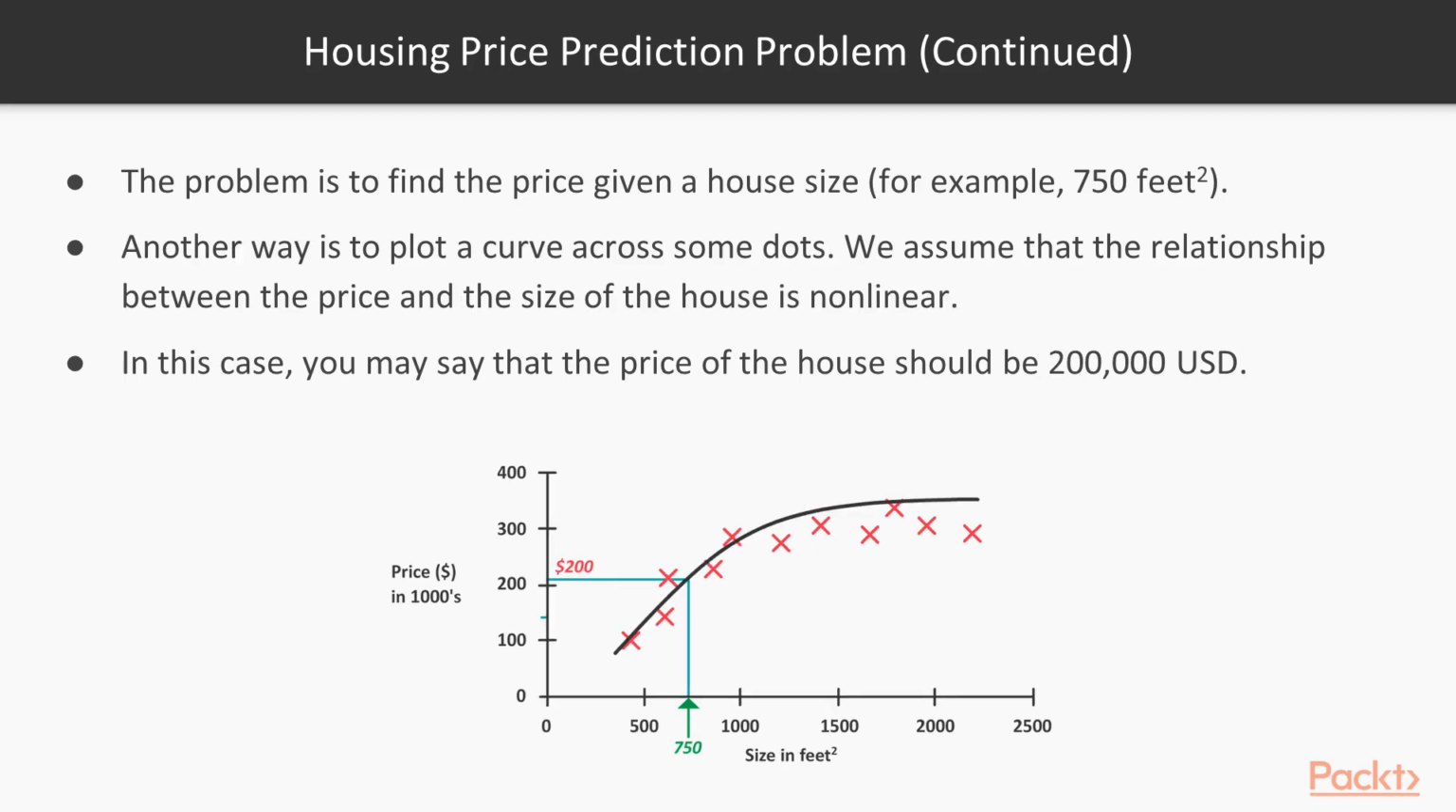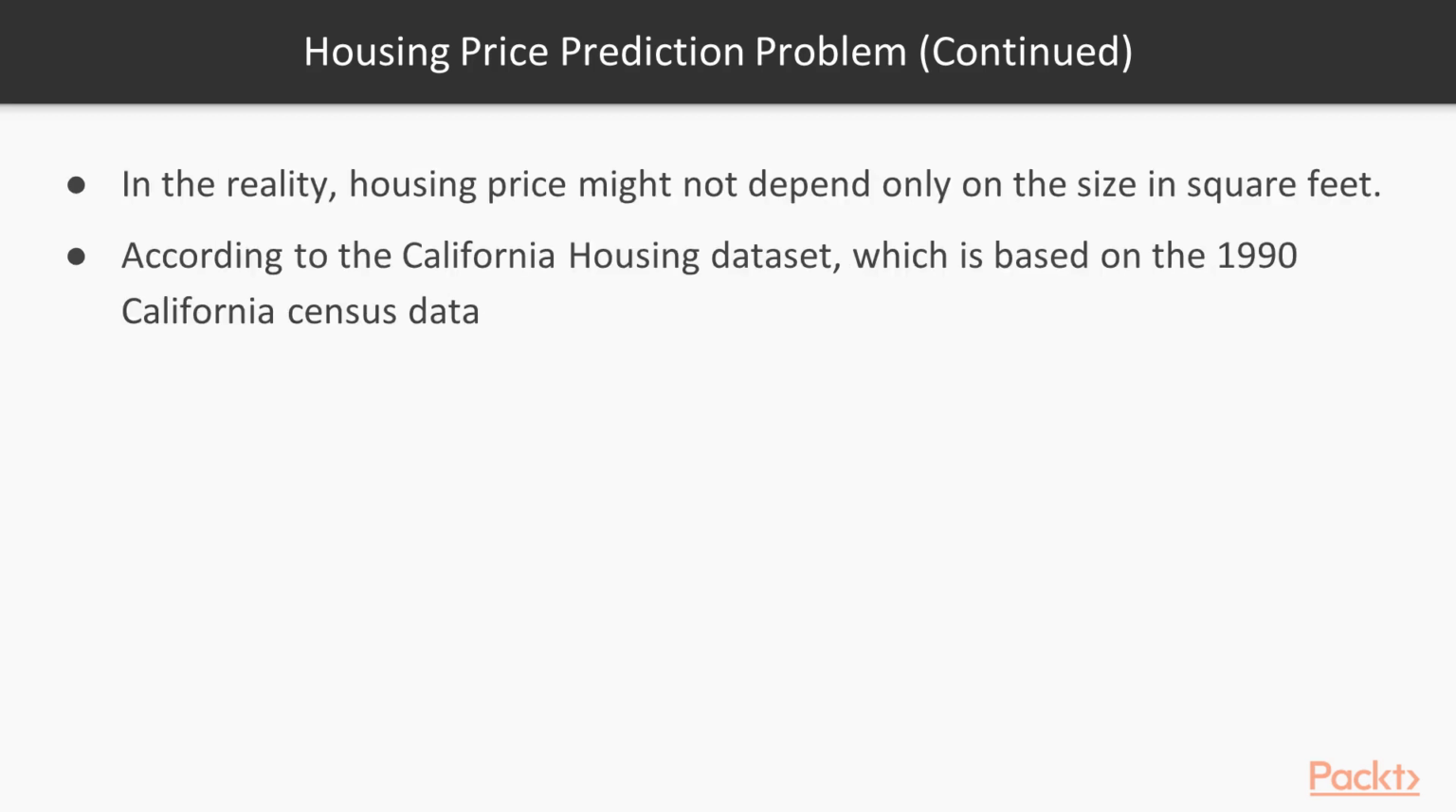Another way of looking at this is to plot a curve. So hopefully you will cross more dots, and we assume the relationship between the price and the size of the house is nonlinear. In this case, you may say, well, the price of the house should be 200K US dollars. Okay, so these are the toy examples.